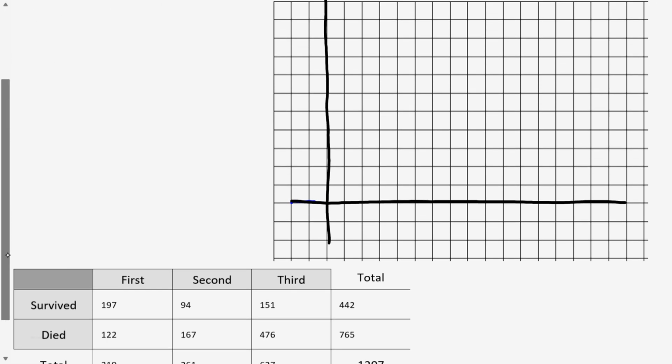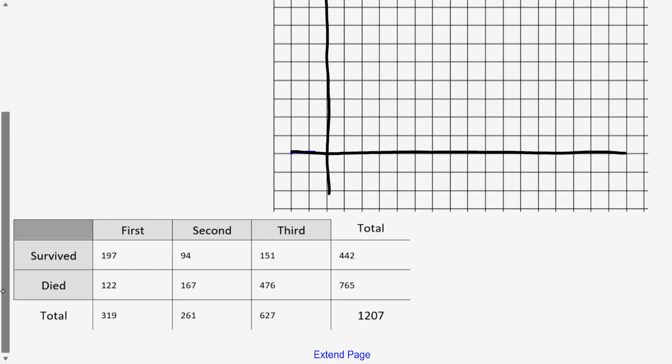And I'm going to decide my categories within this bar graph. You could do it two different ways. I'm going to use first, second, and third class, and then within each category, the percent that survived versus died. This is going to make my bar for first class. Leave a break. This is going to be my bar for second class. Leave a break. And third class. Now, there's not always a break; it just depends on the bar graph, but typical bar graphs do have a break in between.